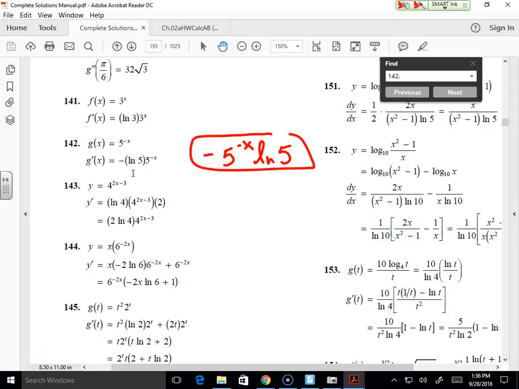No. You could have put the negative in front of the natural log too, right? I mean, I had it in parentheses. You could have put the negative right next to the ln. You could have even made it ln of 1/5, but, yeah, you could have. Derivative of b to the u is b to the u, ln of b times u prime.